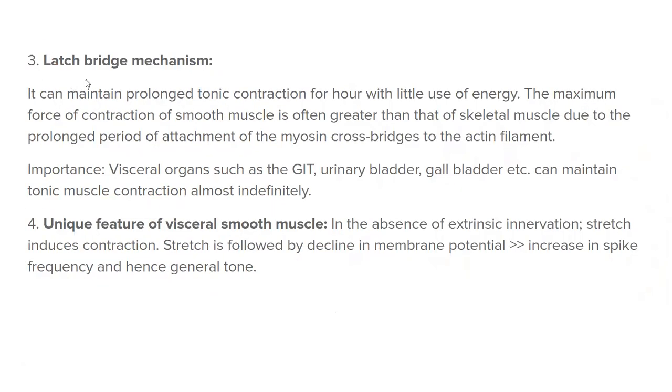Now we have something called the latch bridge mechanism. It can maintain prolonged tonic contraction for hours with little use of energy. The maximum force of contraction of smooth muscle is often greater than that of skeletal muscle due to the prolonged period of attachment of the myosin cross bridges to the actin filament. Importantly, visceral organs such as the GI tract, urinary bladder, gallbladder, etc., can maintain a tonic muscle contraction almost indefinitely.